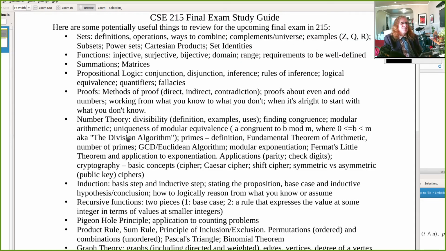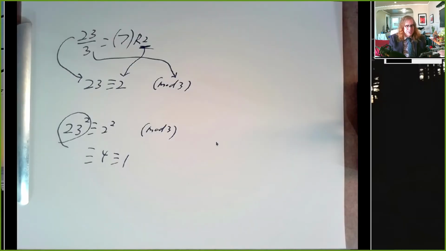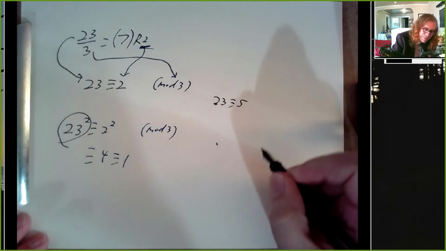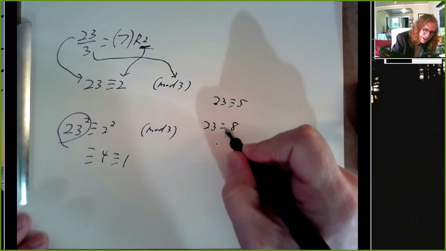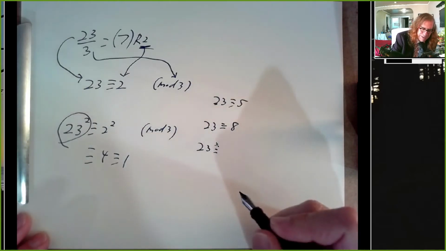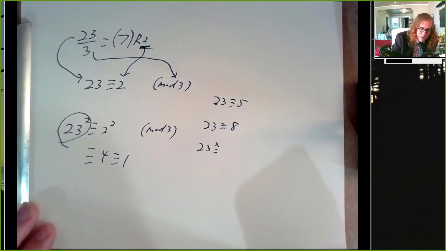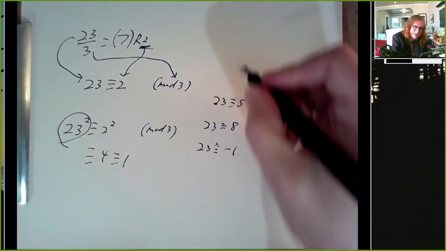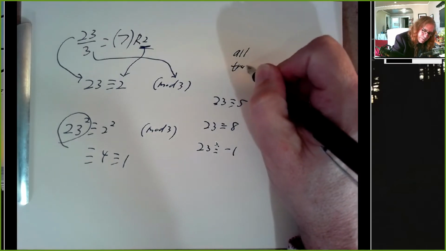All right. What else? Uniqueness of modular equivalence. This is something called the division algorithm. You should know what I mean when I say the division algorithm. The division algorithm is really just a theorem. It basically says 23 is 2 more than a multiple of 3. 23 is also 5 more than a multiple of 3. 23 is also 8 more than a multiple of 3. 23 is actually a whole bunch of things more than a multiple of 3. It's actually 1 less than a multiple of 3. All of these things are true.